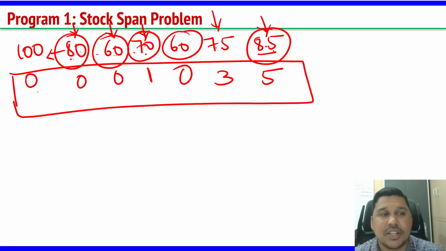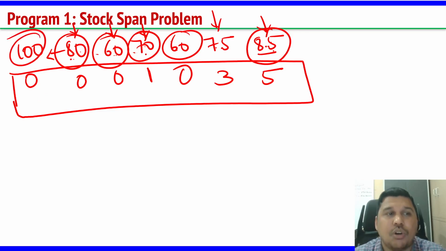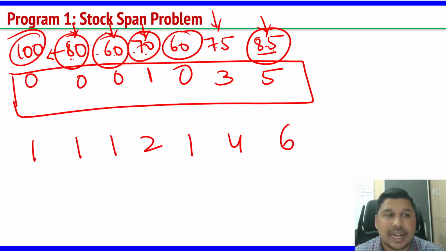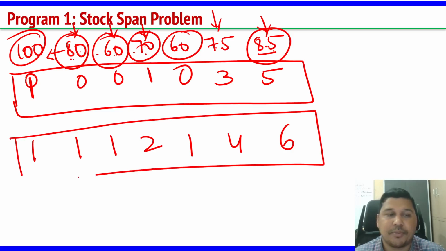Since we count that day also, we don't consider it as 0, we make it 1. So it is 1, 1, 1. This becomes 2, this becomes 1, this becomes 4 and 6. Why? Day 1 is 100. How many previous days are there? If there is no previous day, then you have to put 1. That is the logic here. So this is your actual stock span.